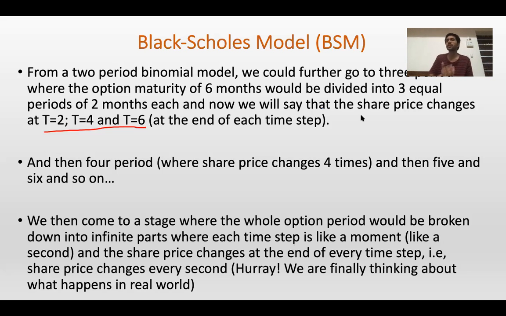So if somebody asks you what the share price is going to be at t equal to 6, you will never give 2 possible outcomes. A single period binomial gives us 2 possible outcomes, and a 2-period binomial gave us 3 possible outcomes, but you can obviously never give 3 possible outcomes, right? You will always give a huge range of outcomes, because the share price can move anywhere in the next 6 months. So basically we have now arrived at how the real world works, and we arrived at it by breaking down the whole 6-month option contract period into infinitely small time steps.